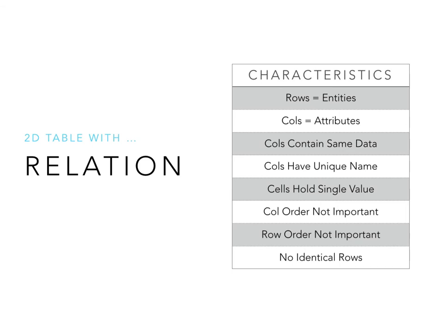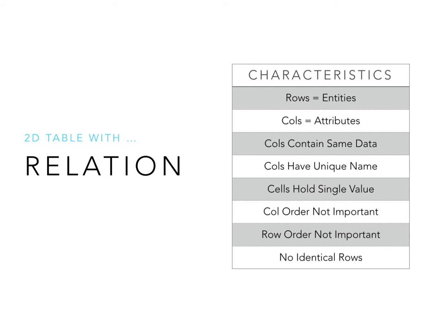Next, the cells need to hold a single value, not lots of different values. The column order is not important, so you can move columns around and it doesn't really change the consistency, the state of the database. And likewise, the row order is not important. You can rearrange those. And lastly, no identical rows are allowed. No two rows are the same. So if your data is in a 2D table and it meets these criteria, then you have a relation. Good?